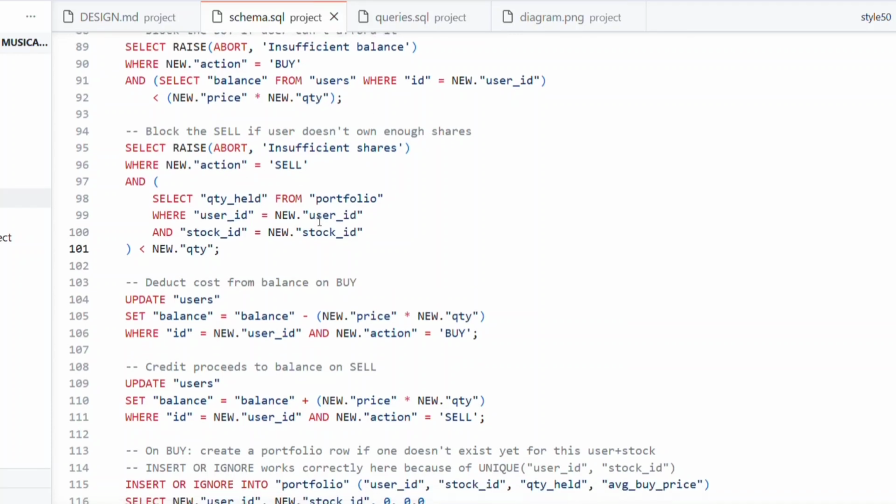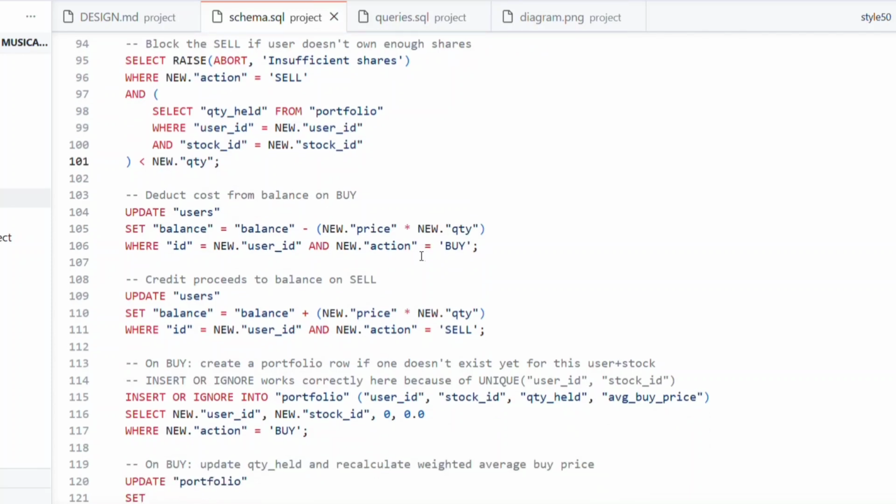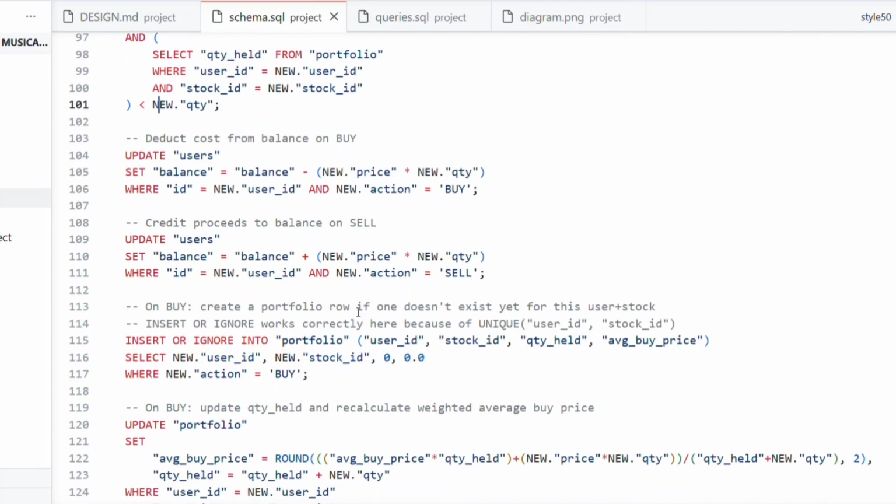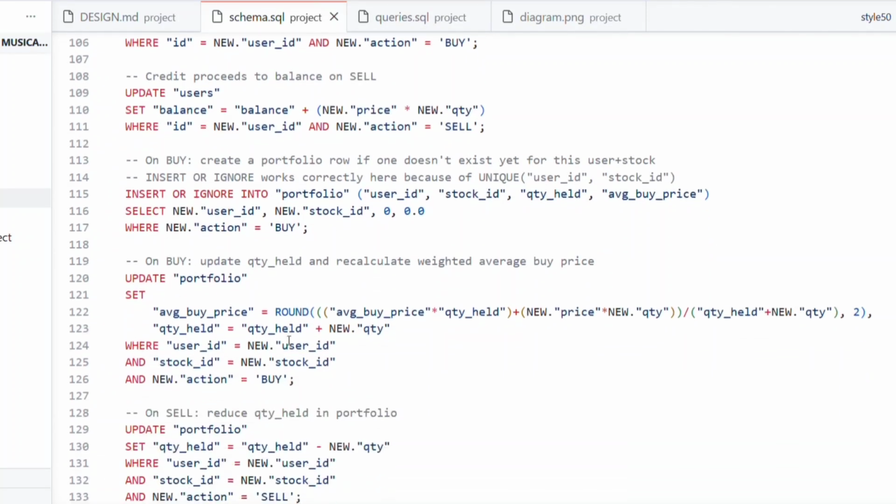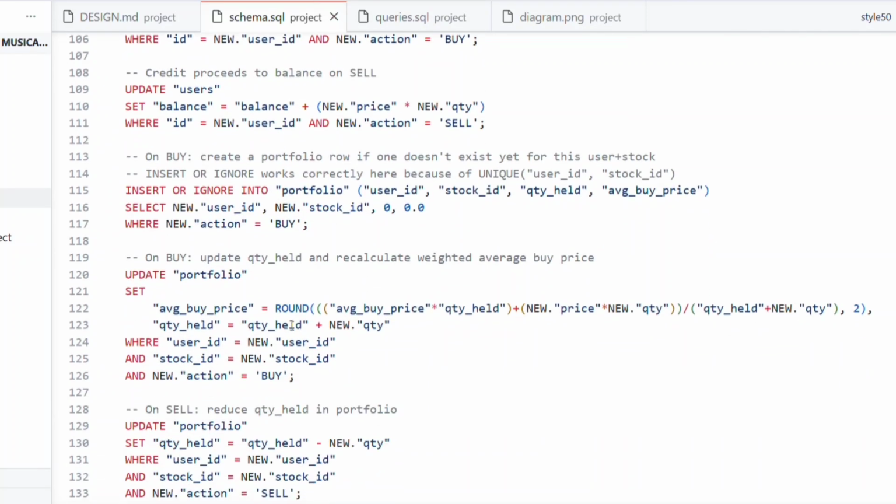Step 3. If both the checks pass, then it will update the user balance. Buy deducts the balance and sell credits the proceeds. Step 4. It updates the portfolio. On a buy, it creates a portfolio row if one does not exist yet, then updates the quantity held and recalculates the weighted average buy price. On a sell, it just reduces the quantity held. So inserting one transaction automatically keeps the user and portfolio tables perfectly in sync and no manual updates are needed anywhere.